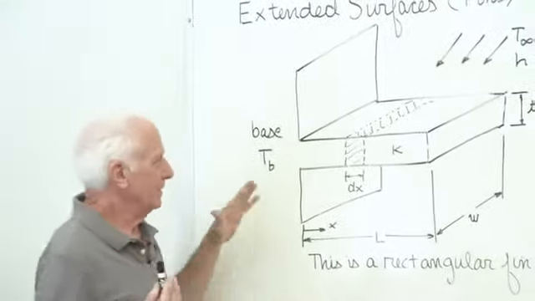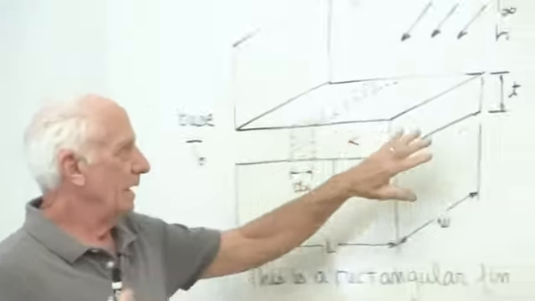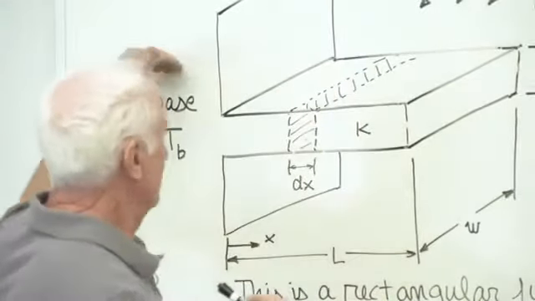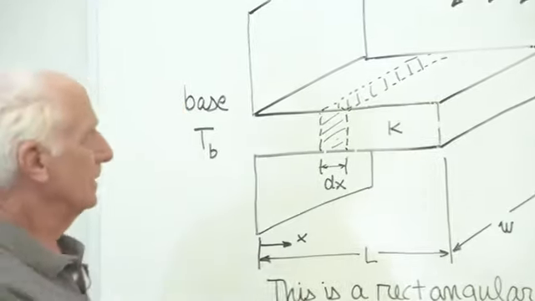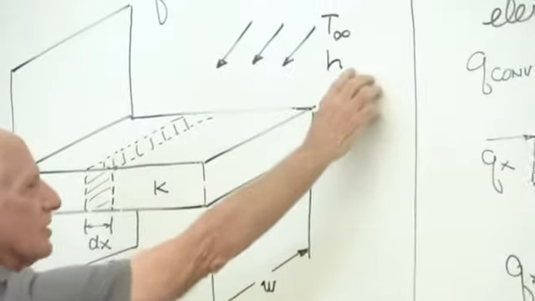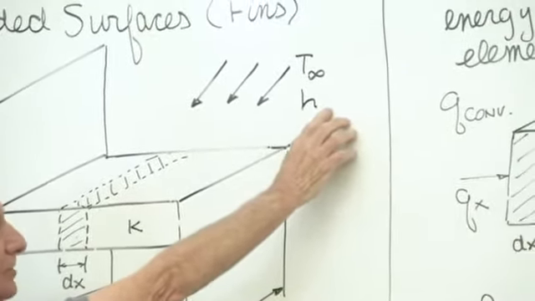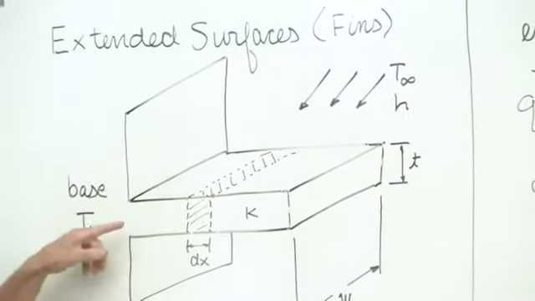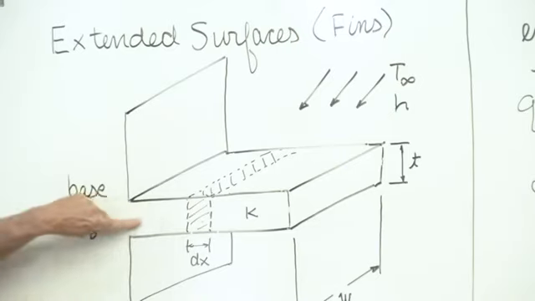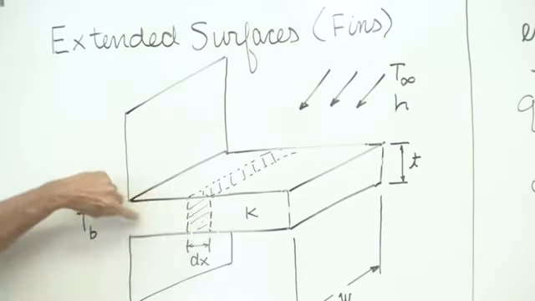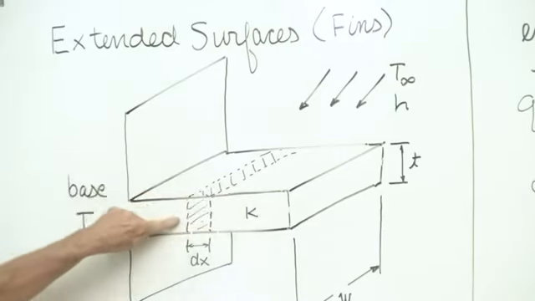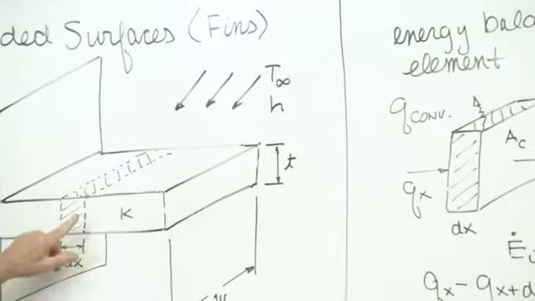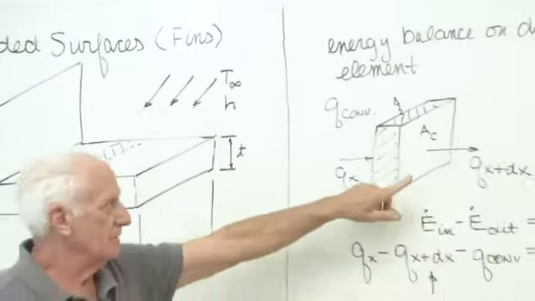Let's assume the base is hot and the fluid's cold. Let's say it's air to make life easy. So the base is hot, the air is cold. Air temperature T infinity, convection coefficient of the air on the surface is h. So how does heat get out of the fin? It's being conducted in this direction, from hot to cold. Heat comes in the left-hand side, Qx, by conduction. Heat goes out the right-hand side by conduction, Qx plus dx.